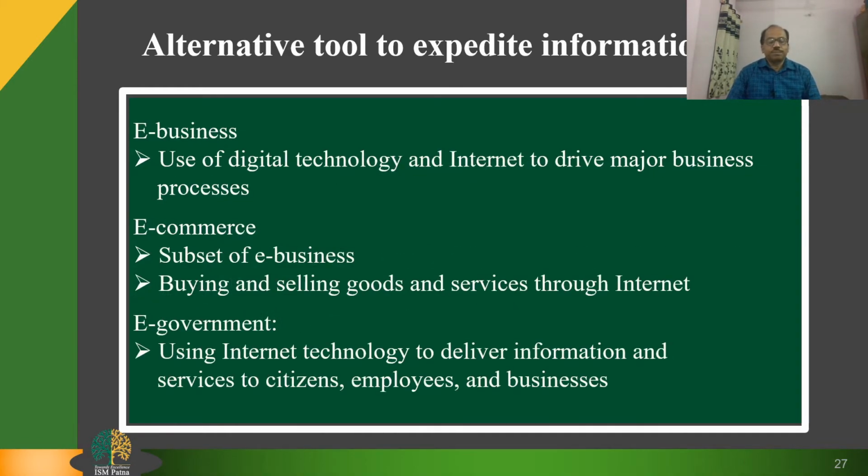Another alternative tool: the use of internet technology has transformed and continues to transform business and business activities. E-business refers to the use of internet and networking to enable all parts of the business, while e-commerce refers to just that part of business that involves selling goods and services over the internet. The internet technology has also brought similar changes in the public sector. The use of internet and networking technologies in government is referred to as e-government.